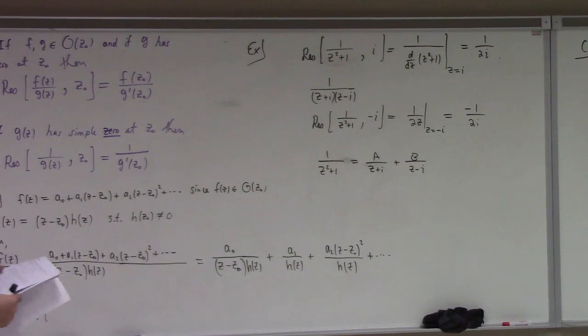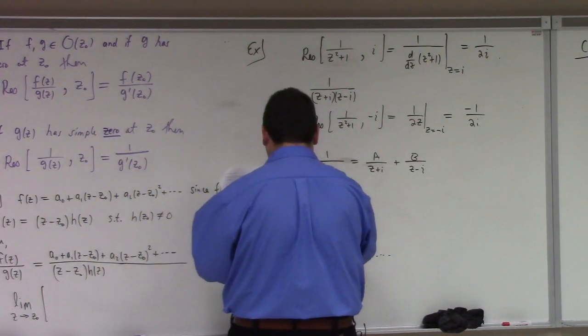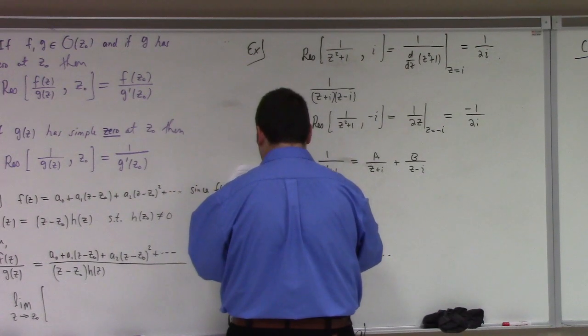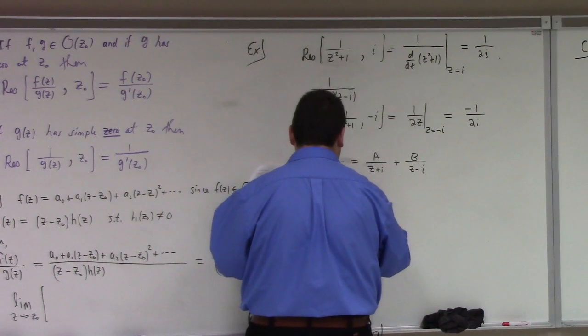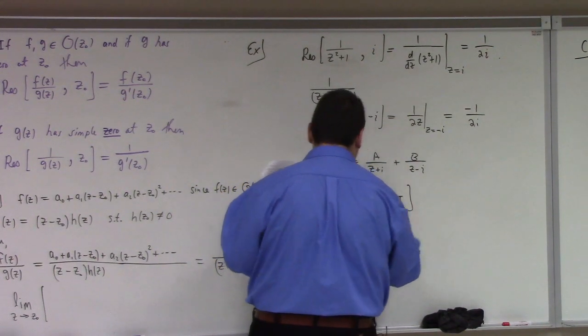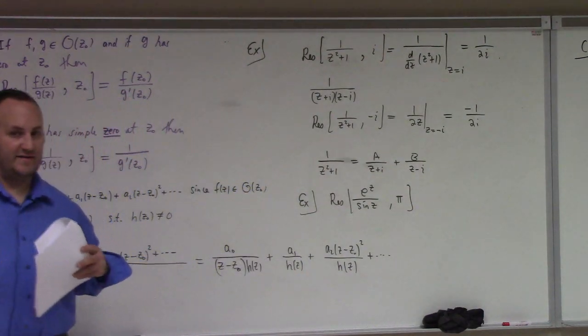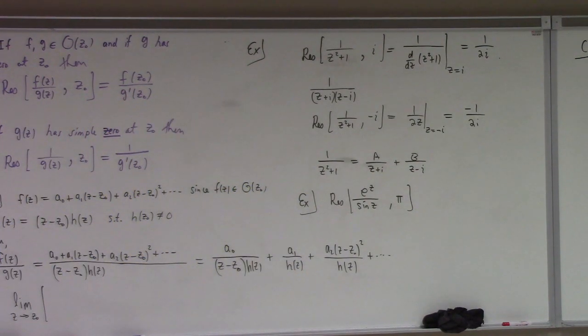Now look at this one: the residue of e to the z over sine z at pi. Imagine yourself without rule 4 or rule 3. We need rule 3 for this one, I think. So you find the series expanded about pi for the exponential and for sine. We can do both of those things, and we can even divide the series and start calculating the Laurent series term by term.